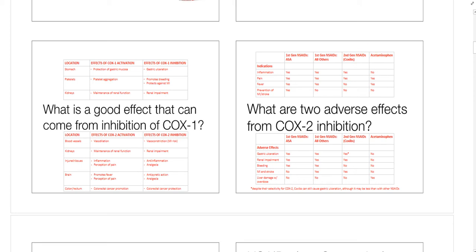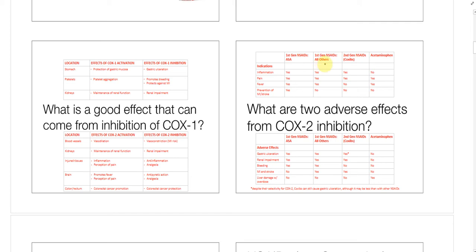So there are generally, according to this, four indications for using cyclooxygenase inhibitors: inflammation, pain, fever, and the prevention of myocardial infarction or stroke. So with our first generation NSAIDs, they are able to be used for all four. They're good for all four. Generally, the problem though is that aspirin has a greater chance for more side effects. So it's kind of a trade-off.